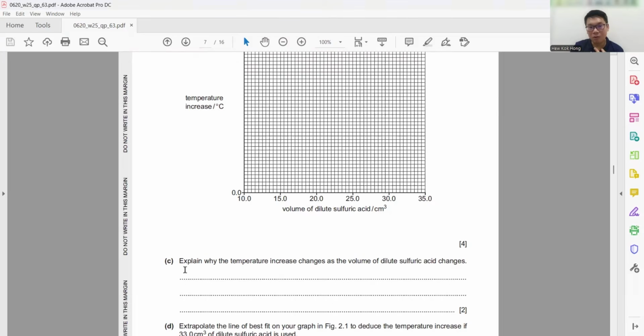Then we can have a look at C. They ask you to explain why the temperature changes as the volume of dilute sulfuric acid changes. So the first thing we can confirm from the graph is it's going down. So as volume increases, actually temperature decreases.